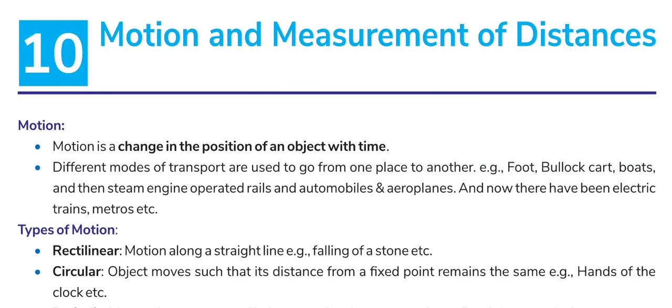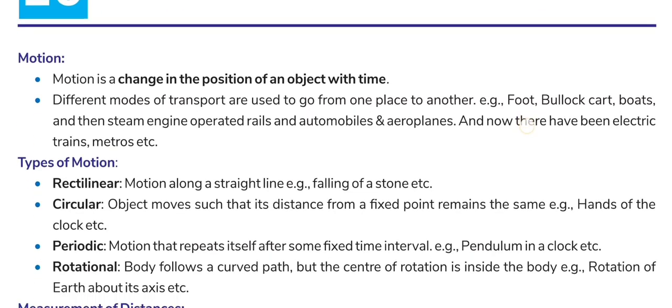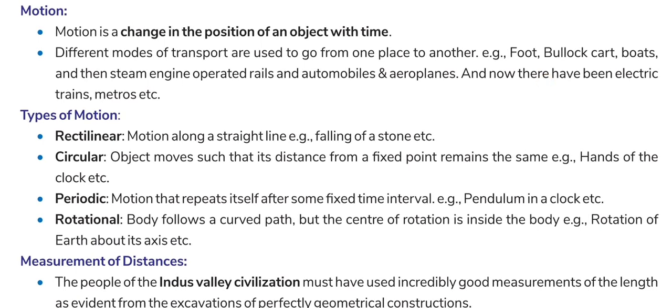Motion. Motion is a change in the position of an object with time. Different modes of transport are used to go from one place to another, e.g., foot, bullock cart, boats, and then steam engine-operated rails and automobiles and aeroplanes. And now there have been electric trains, metros, etc.